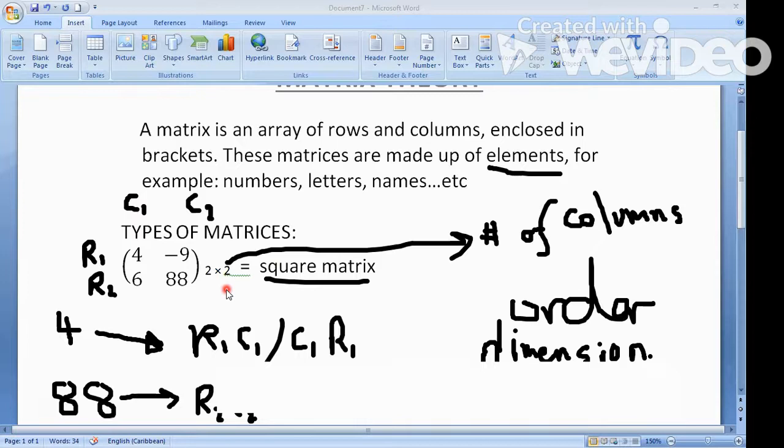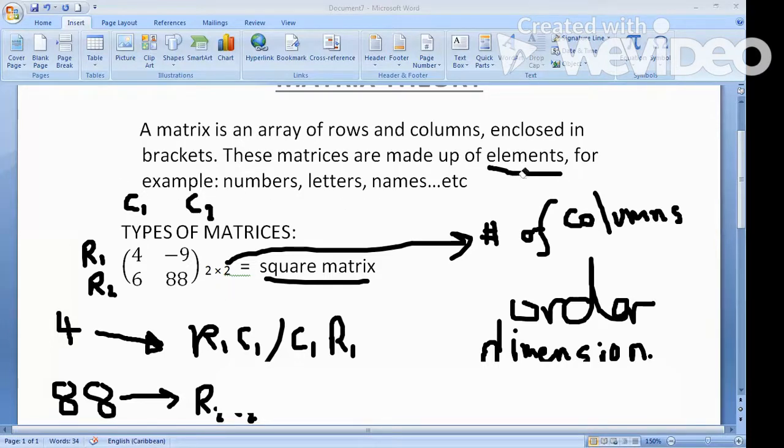Now I ask the question, how would you locate 4? 4 is located at row number 1 and column number 1. If I say locate 88, 88 is at row 2, column 2. Follow now? Yes, I got it. All right, very good.